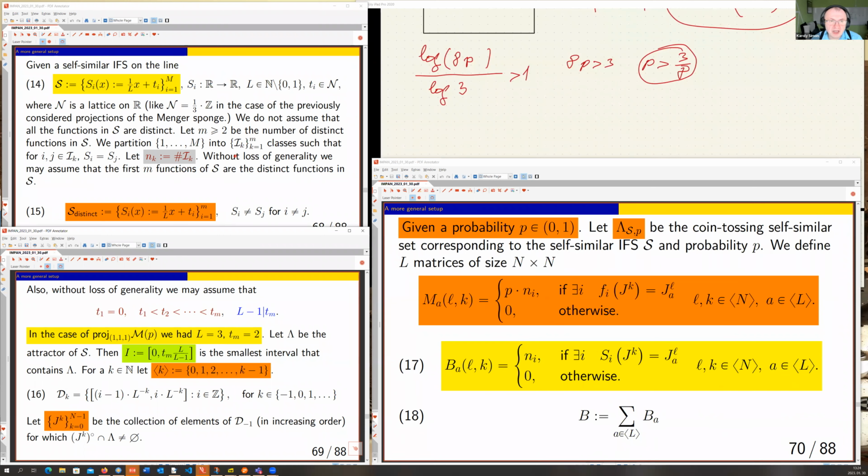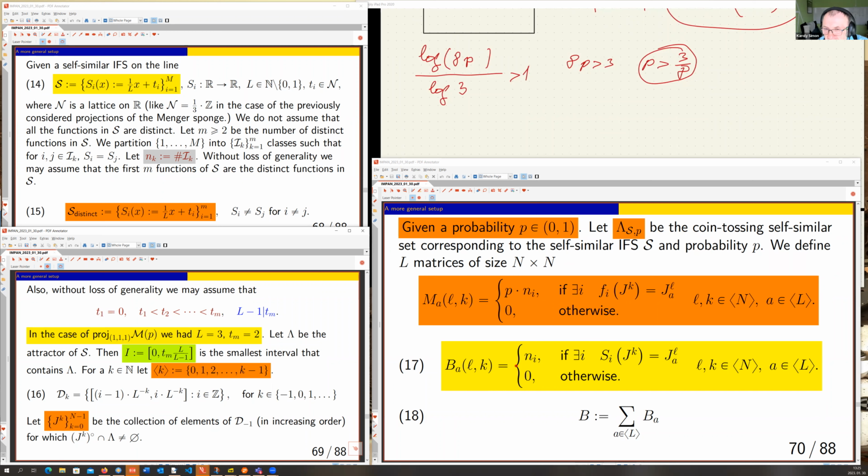There is a very important thing, which is these matrices. So there are two kinds of matrices. The most important role is played by these expectation matrices, which are just p times bigger than these B matrices. And so what are these B matrices?